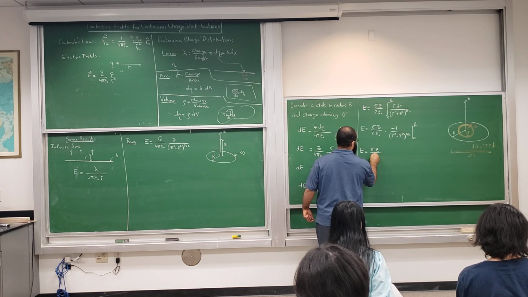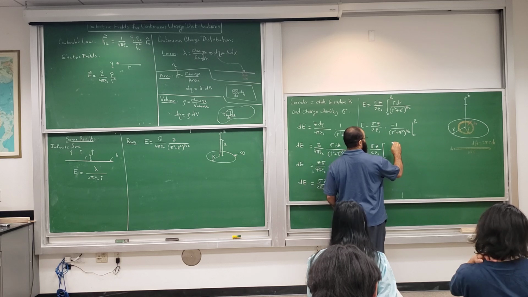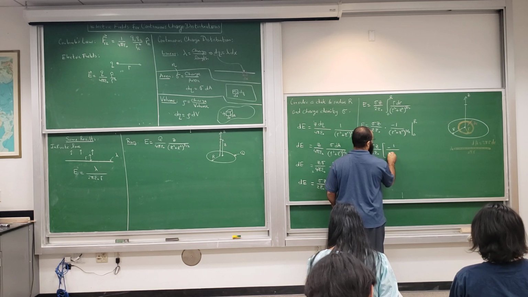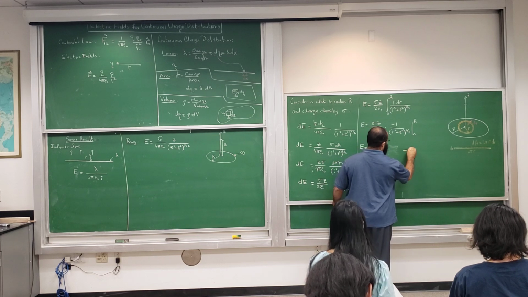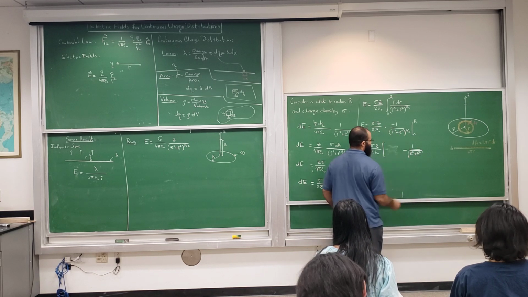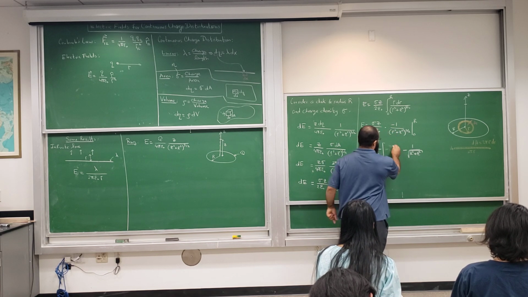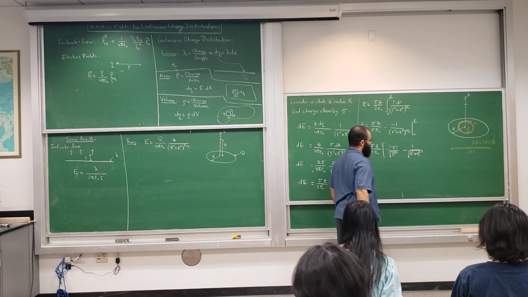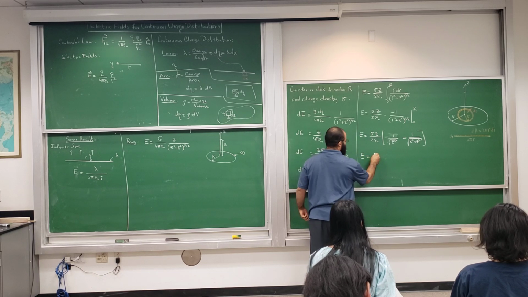Let's see what you get: sigma z over 2 epsilon naught. When we substitute capital R, you get minus 1 over the square root of R squared plus z squared. And when you substitute 0, the minus becomes a plus, and you have 1 over the square root of z squared, or z.